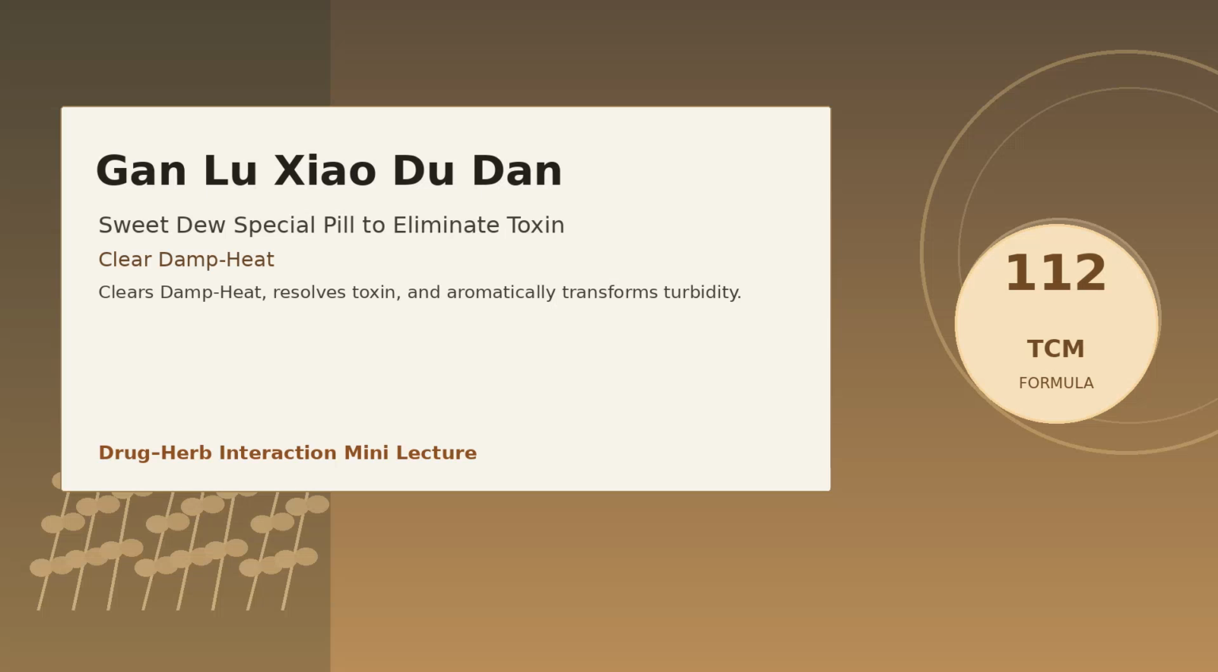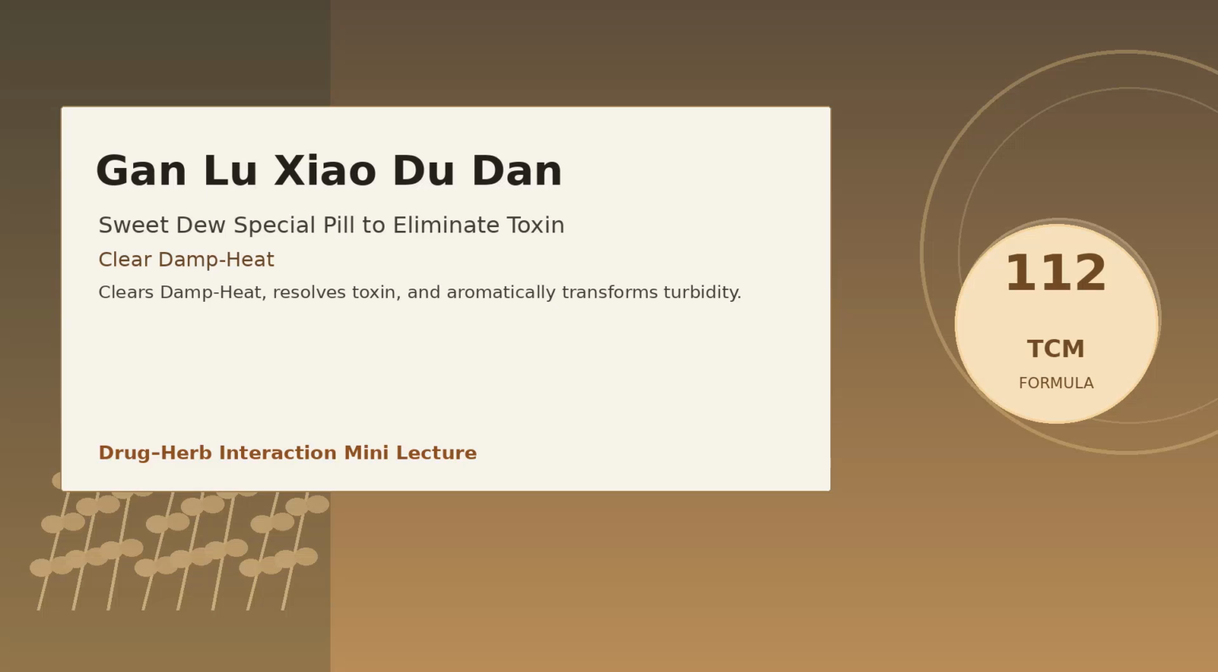Ganlu Xiaodu Dan, commonly translated as Sweet Dew Special Pill to Eliminate Toxin, is a classical traditional Chinese medicine formula in the category clear damp heat. Its core action is to clear damp heat, resolve toxin, and aromatically transform turbidity.